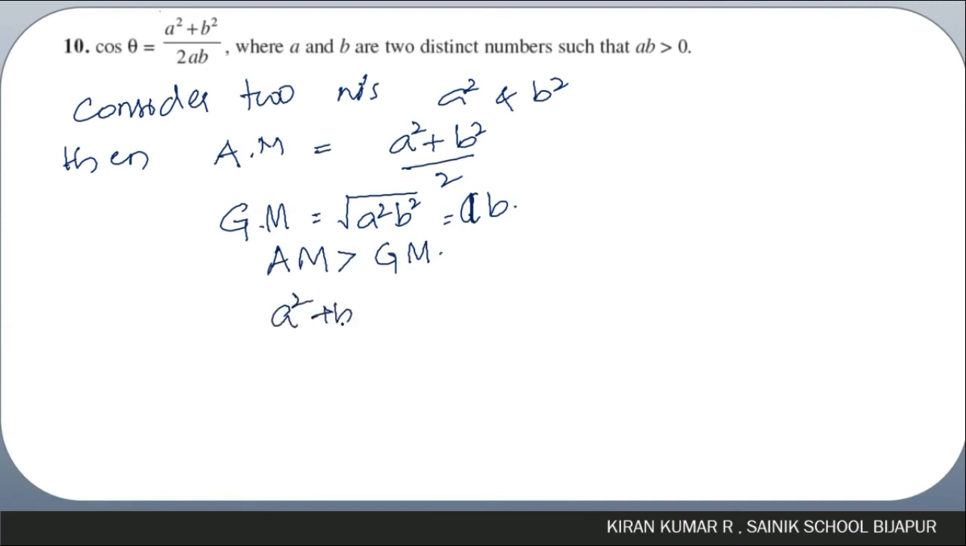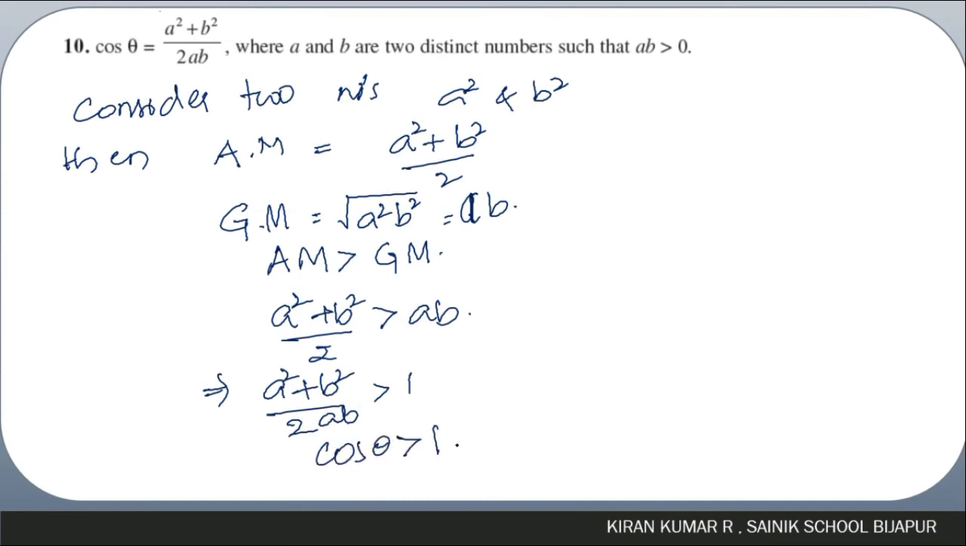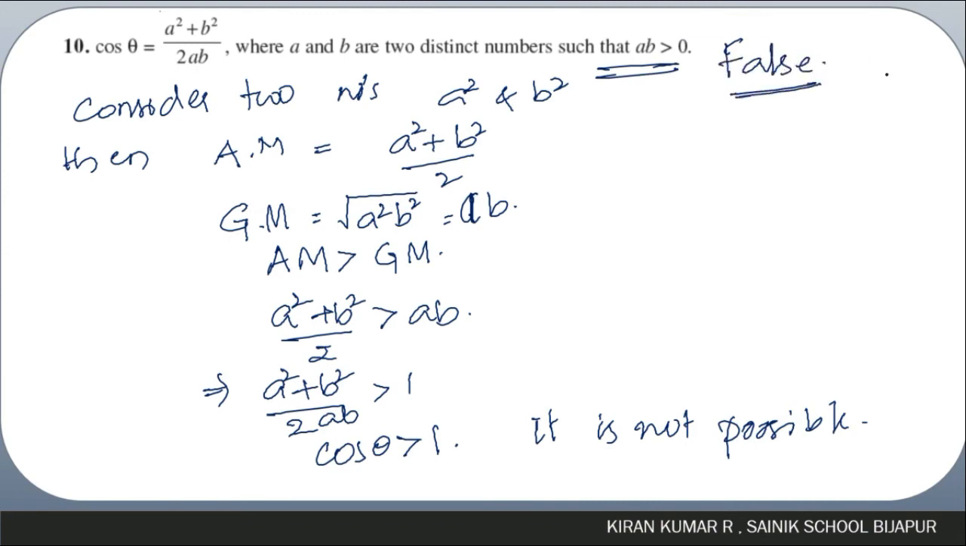Here, the arithmetic mean is larger than the geometric mean. a square plus b square divided by 2 is greater than ab. This implies (a square plus b square) divided by 2ab is greater than 1. This particular thing is cos theta. Cos theta is greater than 1, and the value of cos theta can never be greater than 1. It is not possible. Therefore, this statement is a false statement.